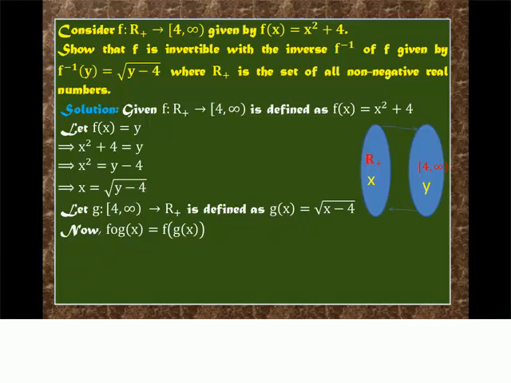Let us proceed further. Let us consider f of g of x. F of root of x minus 4 is equal to root of x minus 4 whole square plus 4, which is equal to x minus 4 plus 4, which is nothing but x. What does it mean? It is nothing but the identity function. F of g of x is equal to I.